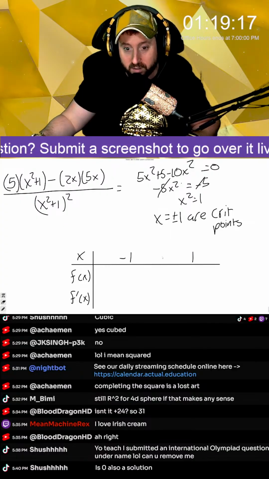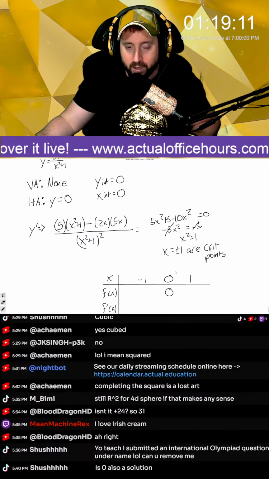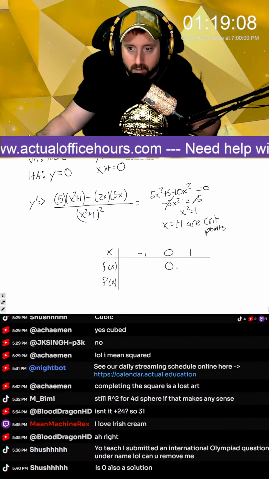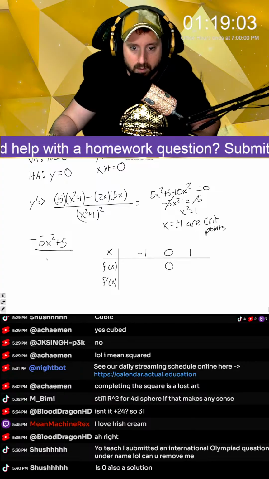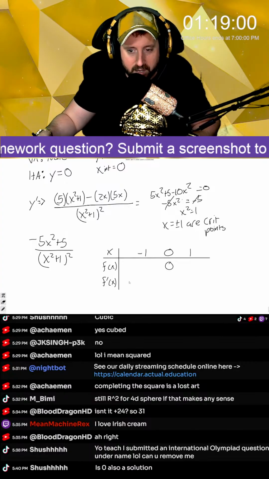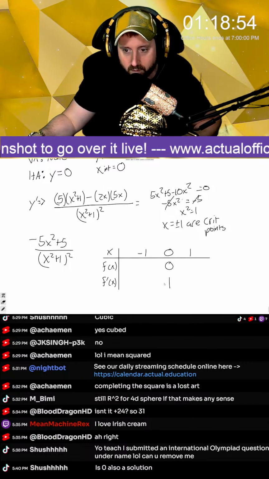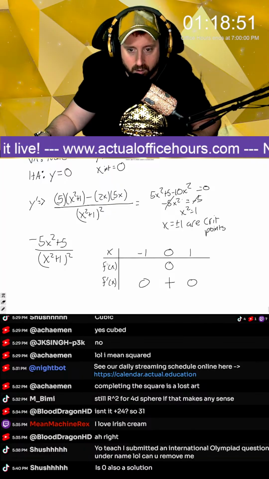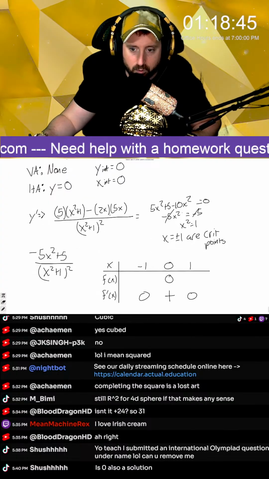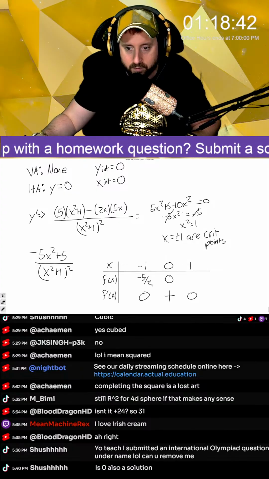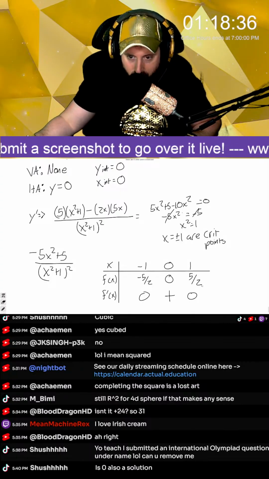So then let's test some points in between. Well, I know at 0, the function's equal to 0. And also, what would the value of the derivative be? The derivative would be negative 5x squared plus 5 over x squared plus 1 squared. You only really care whether the derivative is positive or negative. So if x is equal to 0, cool, this is positive. Here, it's 0. What's the function at -1? Well, that would be negative 5 over 2. So I'd say negative 5 halves. And then if it was positive 1, it would be positive 5 halves. Okay, perfect.